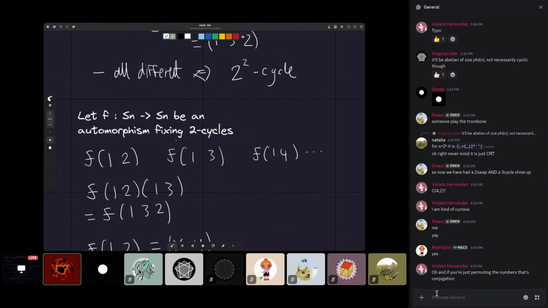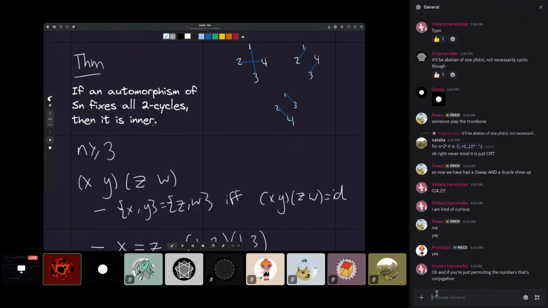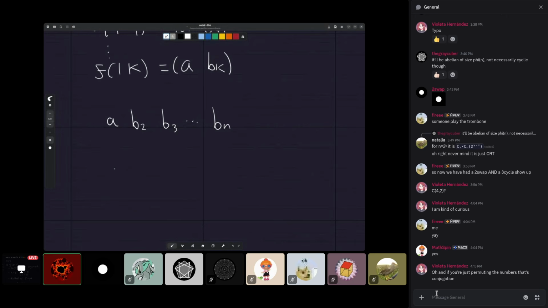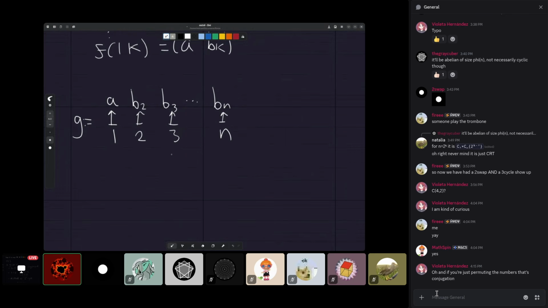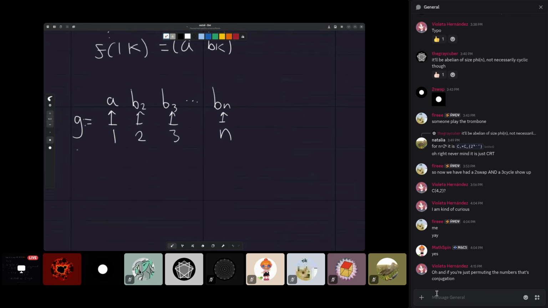If you recall, our goal was to show that F is an inner automorphism. So we're trying to find an element by which F acts by conjugation. So we've got some distinct things. Let's define a permutation like this. G will be defined to be the thing sending 1 to A, 2 to B2, 3 to B3, and so on. And now all that's left to check is that F acts by conjugation by G.